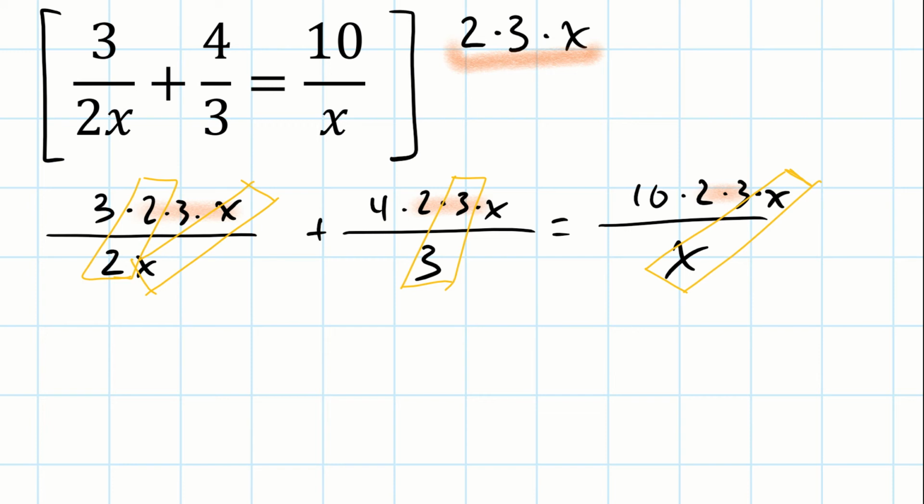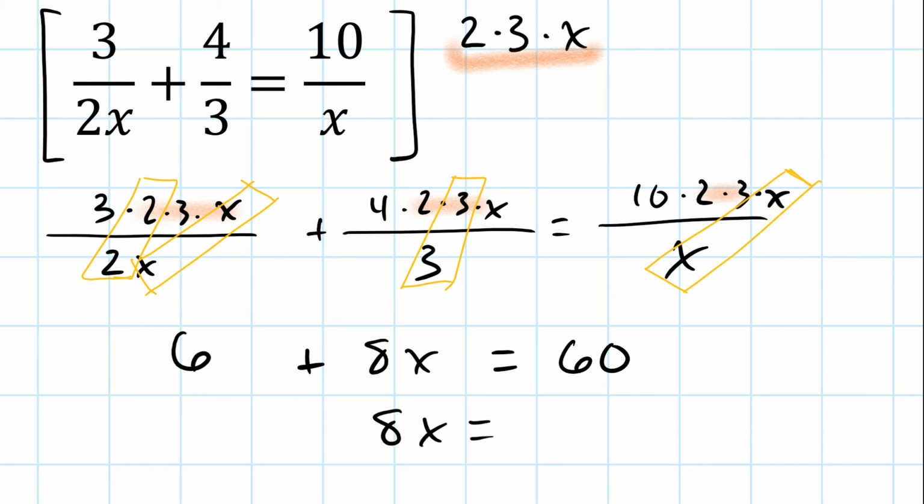So that first term is going to just become the number 6, plus the next term is going to become 4 times 2 times x, so 8x. And on the other side, this is going to equal 6 times 10, which is 60. If I take away 6 from each side, I get that 8x is 54.